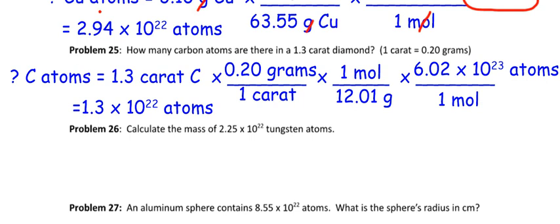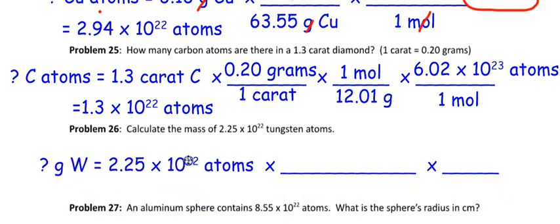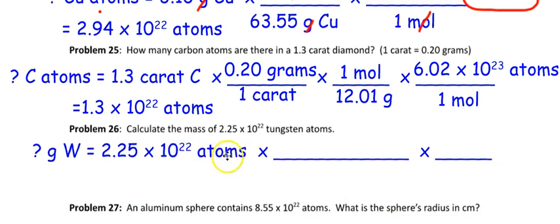All right, how'd you do? Well, is it a two-stepper? I think it is. All right, so I just have atoms and I want mass. It's kind of like the opposite of here. My final answer is going to be grams, isn't it?